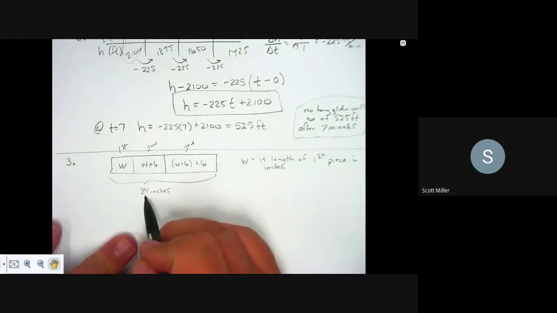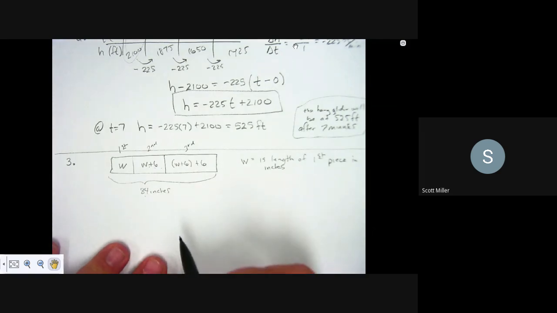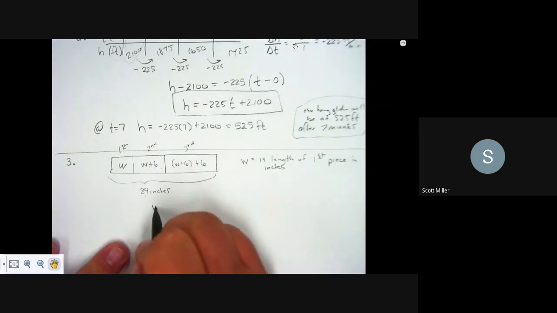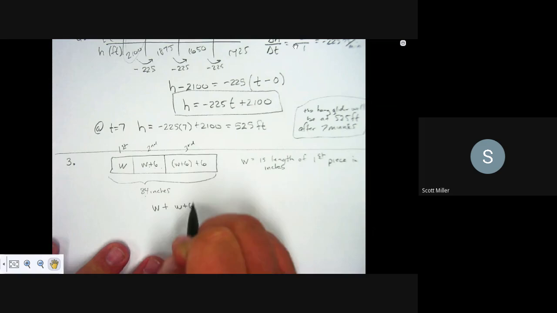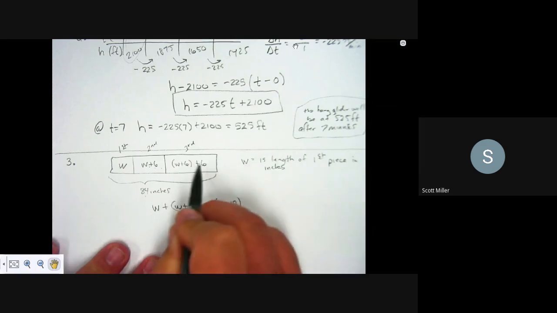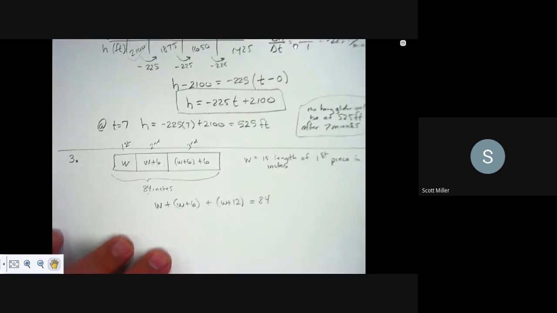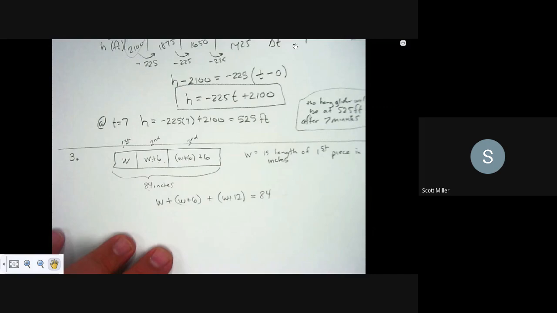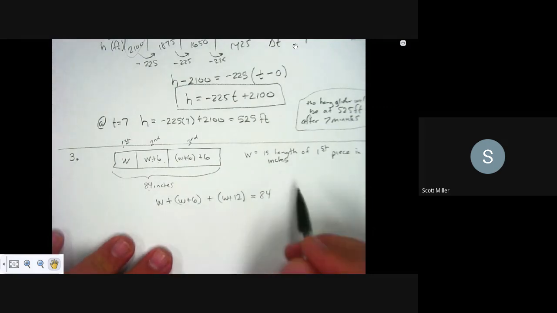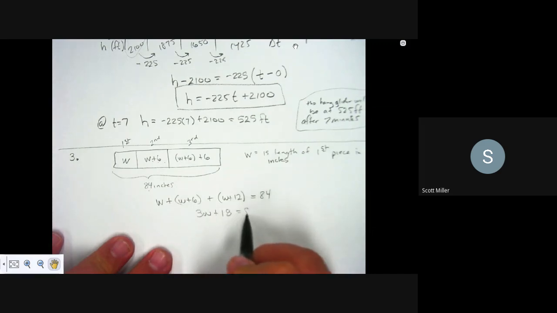The whole thing is 84. So this piece plus this piece plus this piece must be 84. And that's how you can find your rule. So W plus 6 plus W plus 12, on like terms, must equal 84. And then I can solve this equation. This is my model. I have 3 W's. 6 and 12 is 18. And then just go through the process of solving this out.